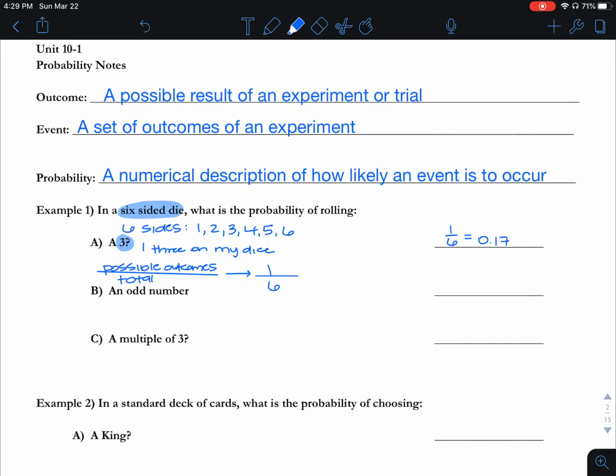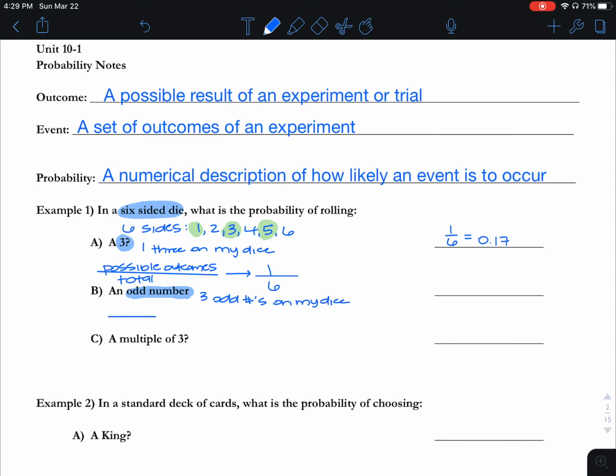Okay, let's talk about the second one, or B, an odd number. I'm going to look at the numbers that I have within my dice. So I have, again, 1, 2, 3, 4, 5, 6 right here. How many odd numbers do I have? Let's go through the list. Well, we know 1's an odd number. I know 3's an odd number. I also know 5's an odd number. 2, 4, and 6 are not odd numbers. So the total possibilities that I have are 3 odd numbers on my dice.